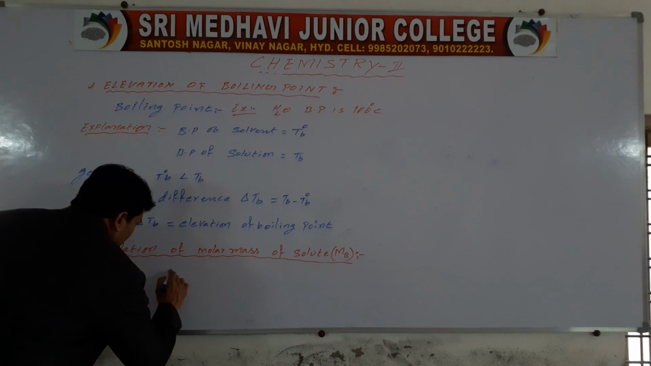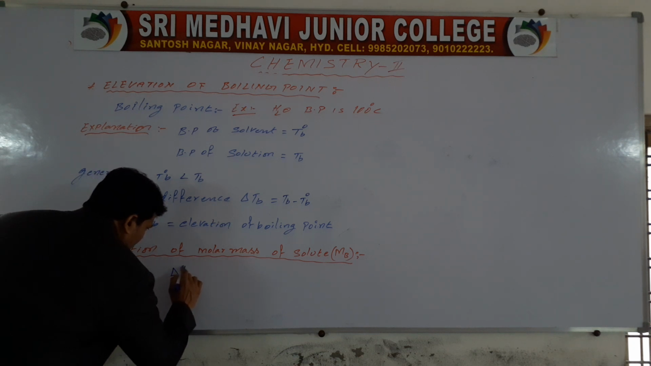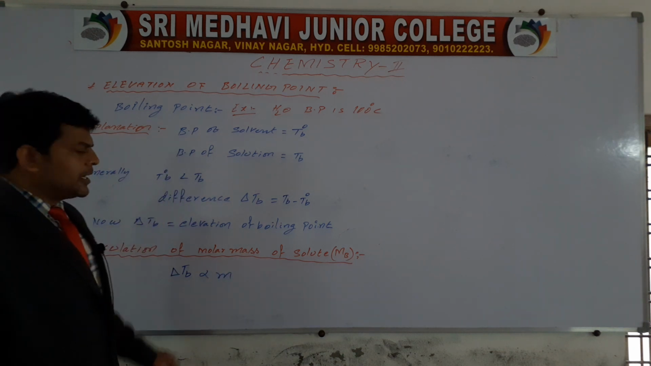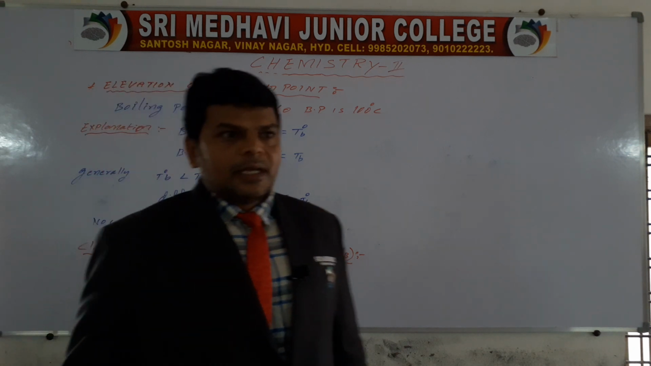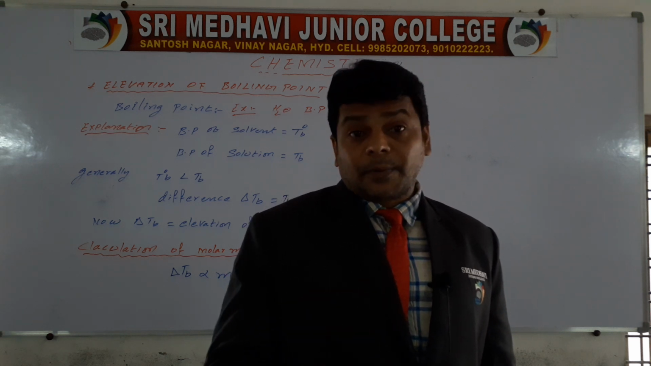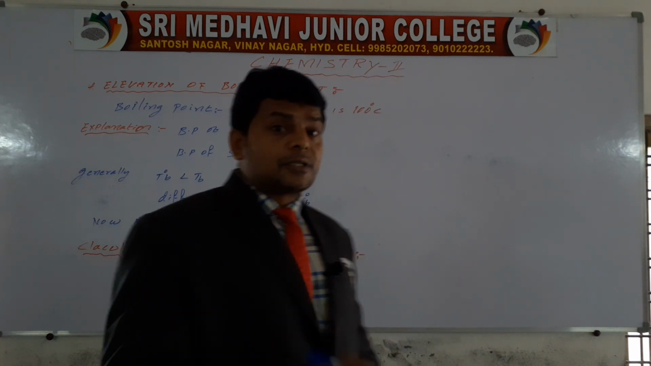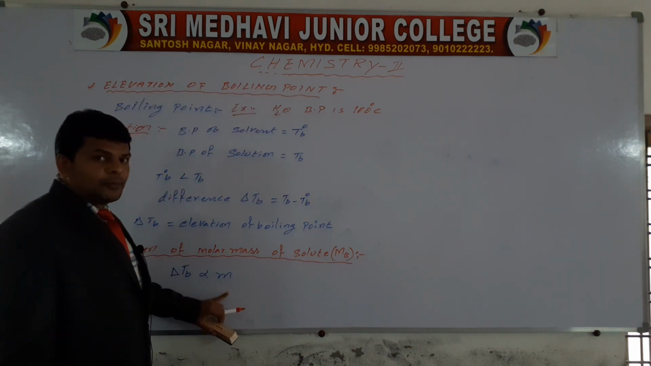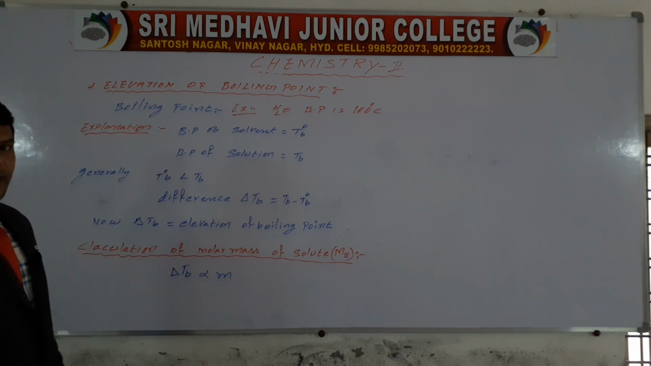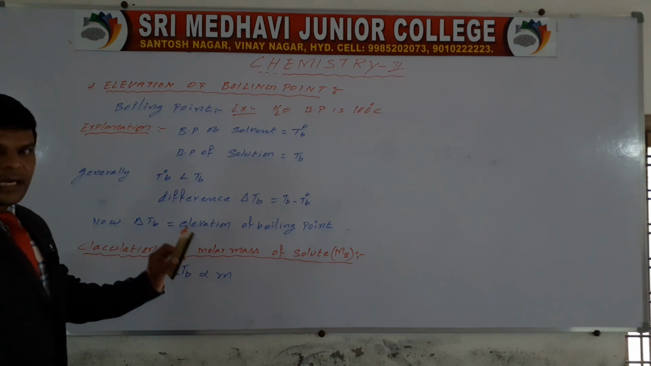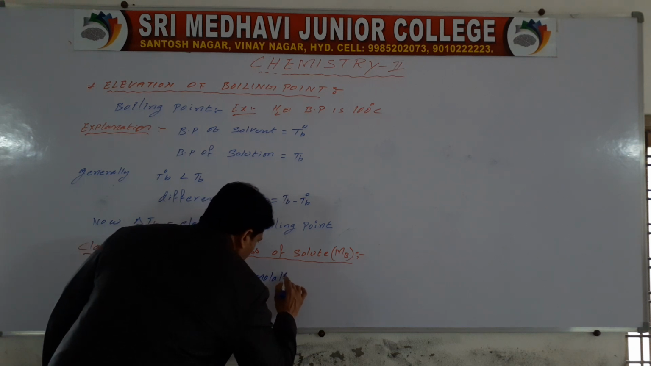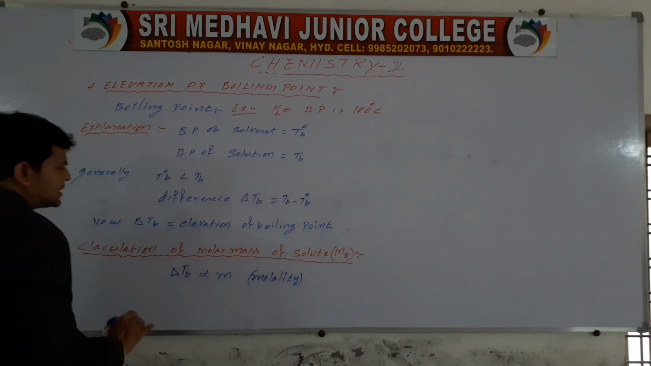See here, delta TB is directly proportional to m, because it is a colligative property. Colligative property means the properties of dilute solutions depend on the number of moles of solute particles. So delta TB is directly proportional to m, which is the molality.